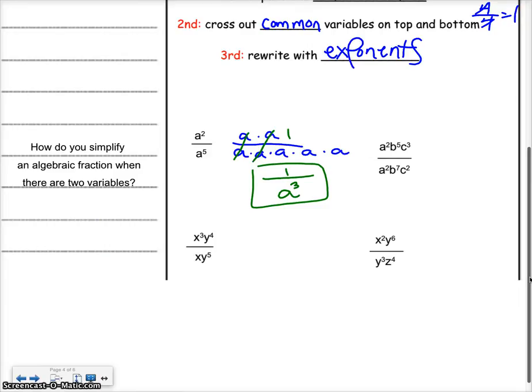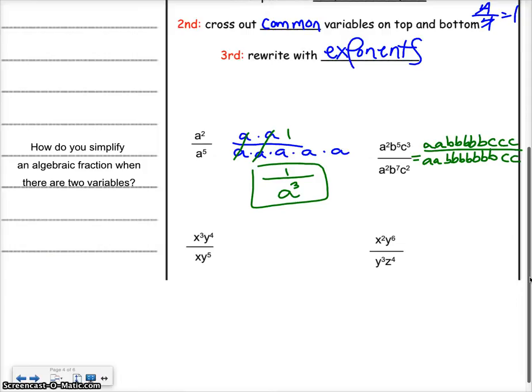Next example, a squared b to the 5th c cubed over a squared b to the 7th c squared. Now it sure looks confusing, but I'm just going to follow my steps. Expand it out. So 2 a's, 5 b's, 1, 2, 3, 4, 5, 3 c's, all over 2 a's, 7 b's, 1, 2, 3, 4, 5, 6, 7, and 2 c's.